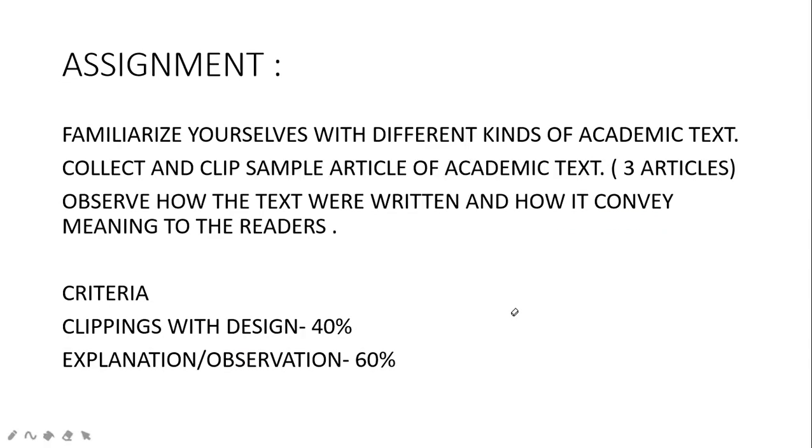And for your assignment, please familiarize yourselves with different kinds of academic text. Collect and clip sample articles of academic text, three different articles from three different examples of academic text. Observe how the texts were written and how they convey meaning to the readers. Take note of the following criteria: for clippings with design, 40%, and for your explanation and observation, 60%, for a total of 100%.